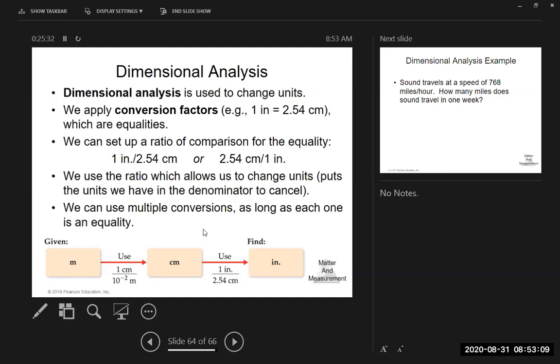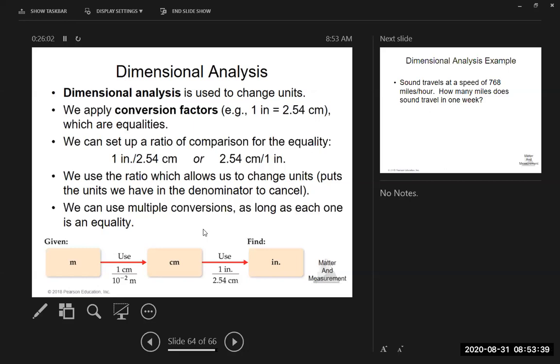So in the example below, there's a couple of them in a row. It's not uncommon to have multiple conversions. You'll see that more as we get along in the semester. That's pretty normal to do stuff like that. And in this example below, they're just showing how you would go from meters to inches, using the conversion factor for meters to centimeter and then centimeter to inch to get that change in units from meters to inches.